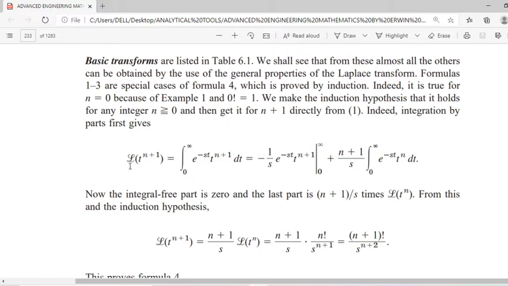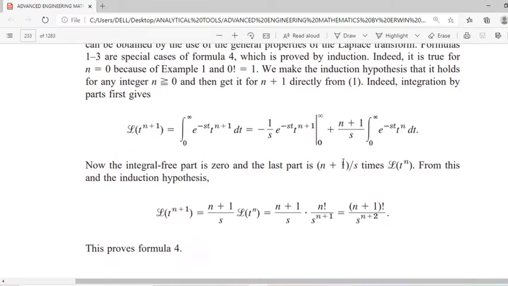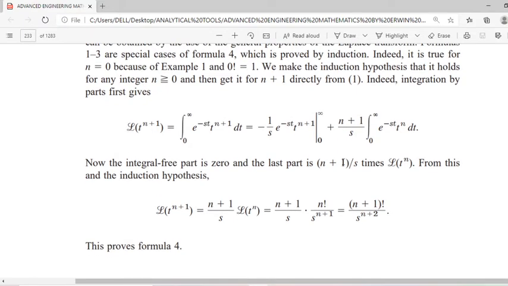In this example, L of t raised to n plus 1. I think we discussed this in the last class. It is the integral from 0 to infinity of e raised to minus st into t raised to n plus 1 dt. We can consider t raised to n plus 1 as the first function. So t raised to n plus 1 into e raised to minus st by minus s from 0 to infinity, plus the integral from 0 to infinity. What is the derivative of t raised to n plus 1? N plus 1 into t raised to n.